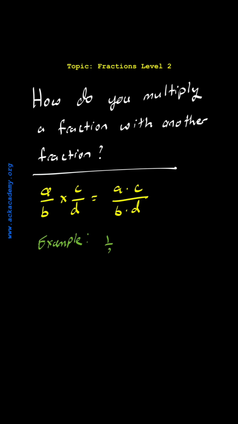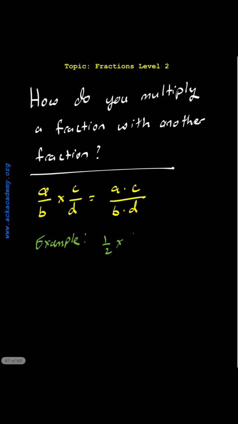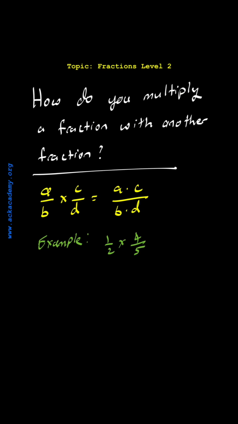So let's show an example of this. Let's say I have 1/2 multiplied by 4 over 5. This means that I just go forward. So 1 times 4 is 4. And 2 times 5 is 10. And that's the answer, 4 over 10.